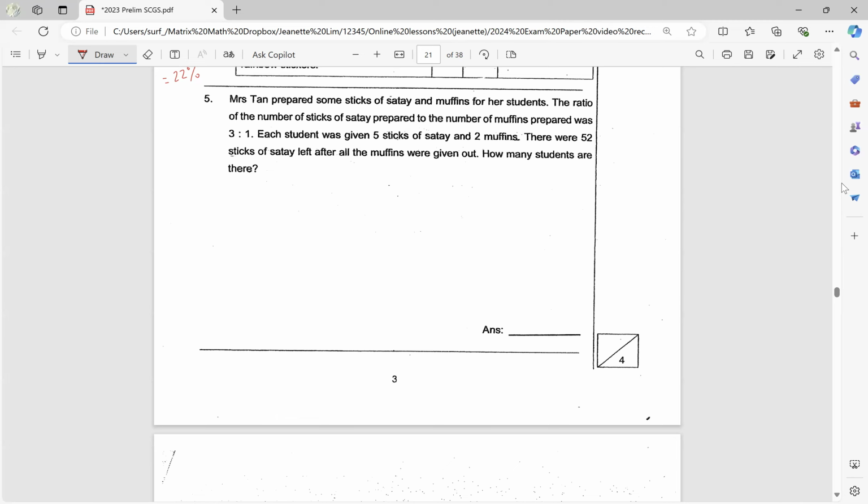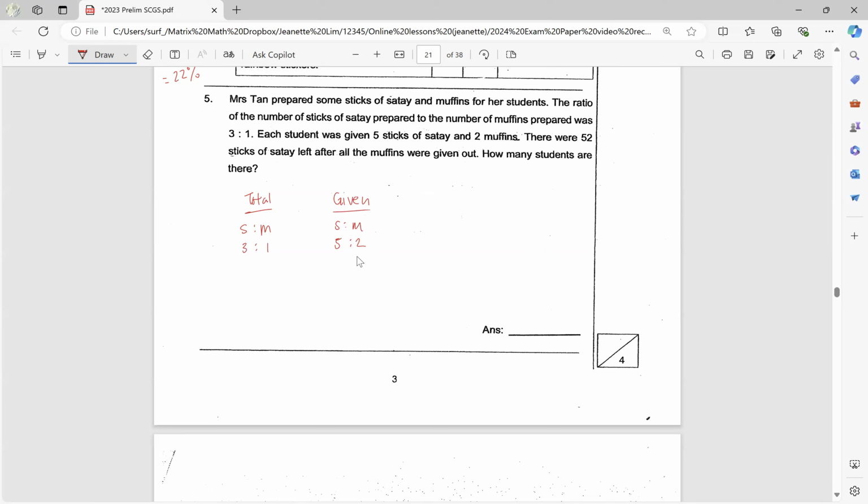Okay, so in terms of the total prepared, satay to muffin is 3:1. But in terms of the amount given, satay to muffin is 5:2, because every student was given 5 sticks of satay and 2 muffins, right? So it doesn't matter how many students there are, the ratio is always 5:2 if everyone is getting the same thing. So 5:2 is the ratio for the amount that's given away.